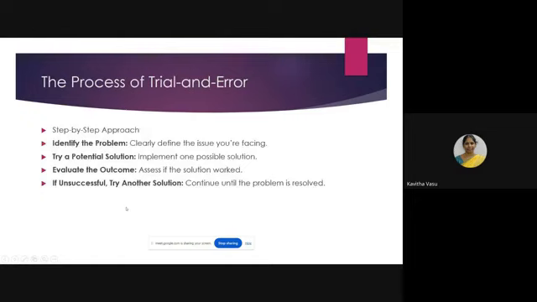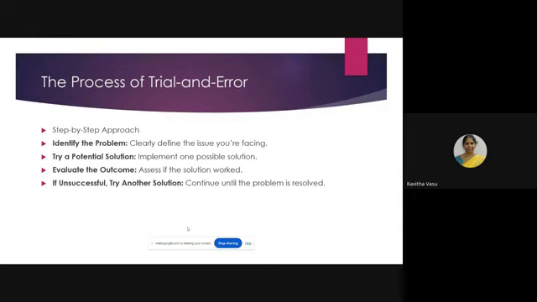The next one is the process of trial and error, how it functions. This explains the steps involved in using trial and error to solve problems. First, identify the problem, then try a potential solution, then evaluate the outcome. If unsuccessful, try another solution. These are the steps of the trial and error method.